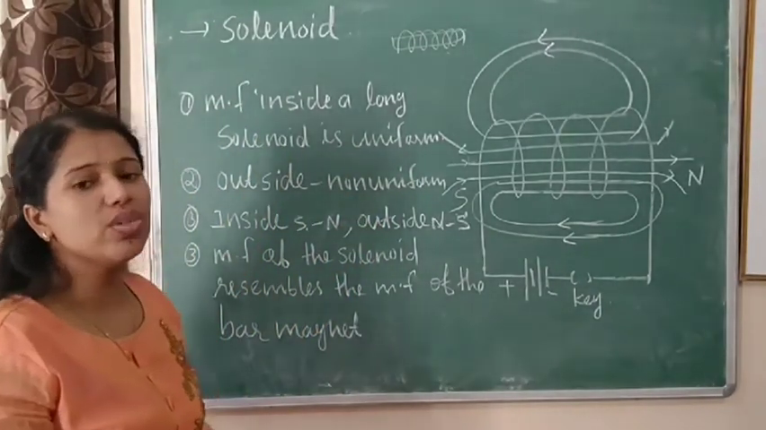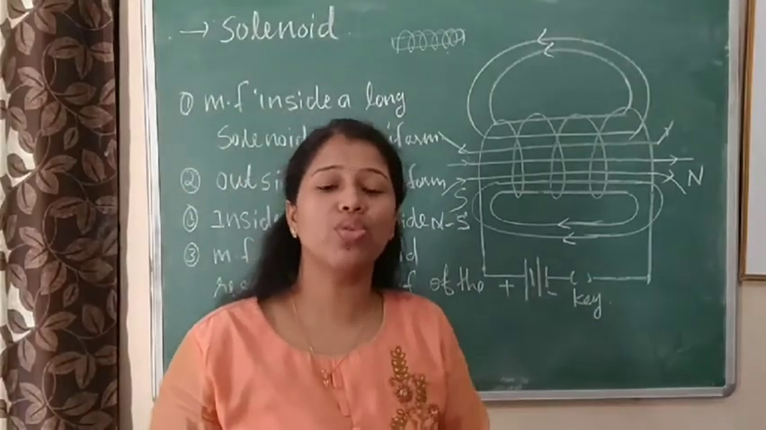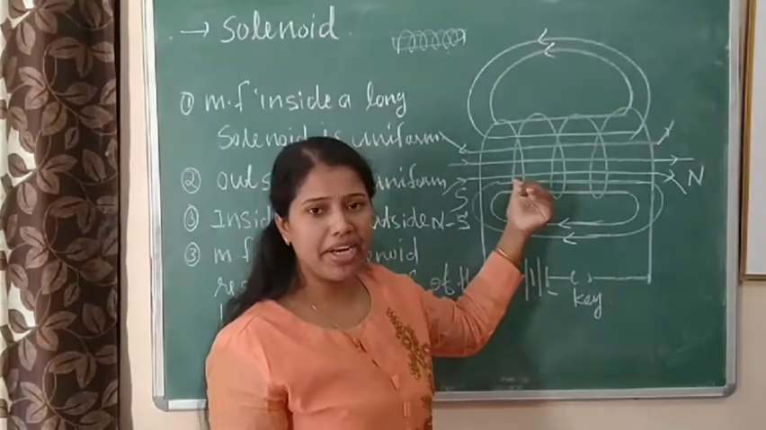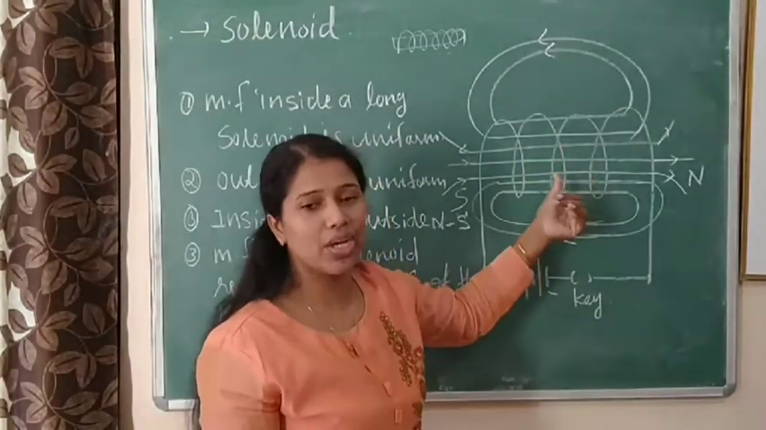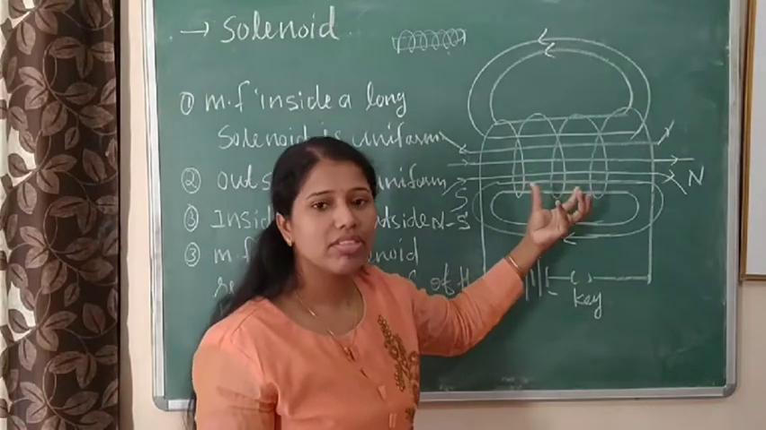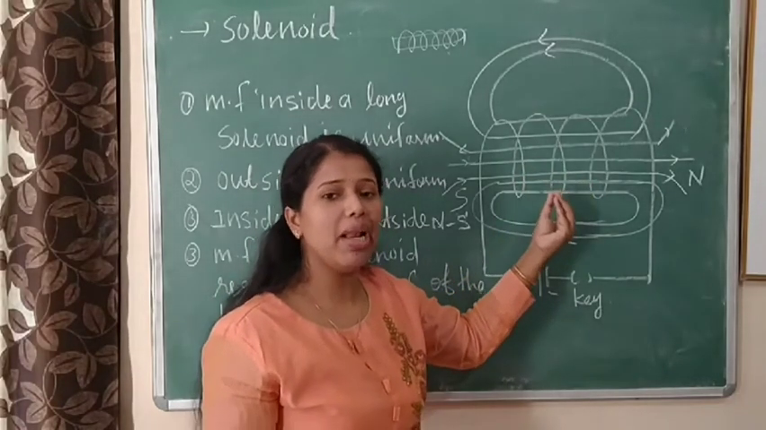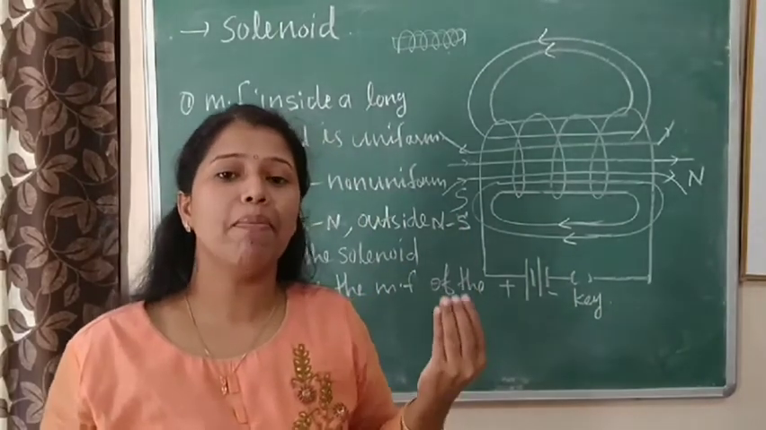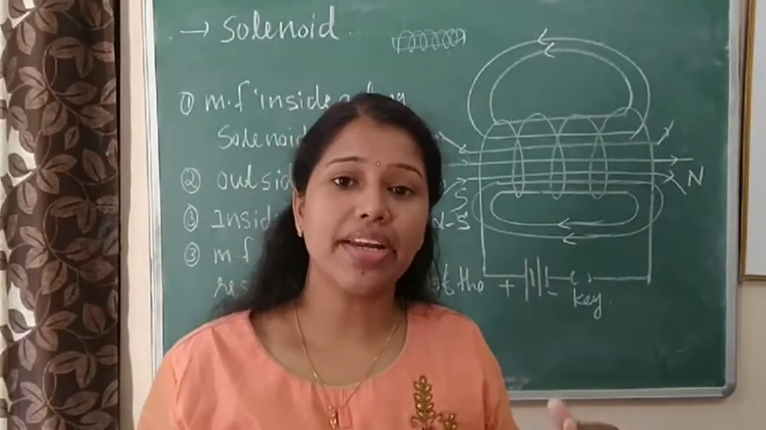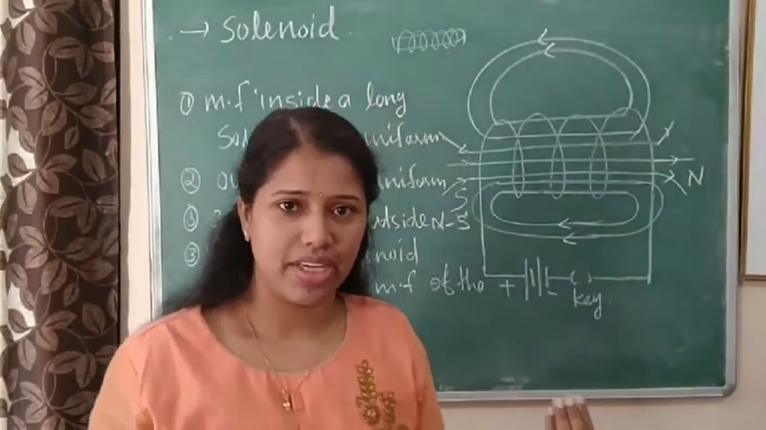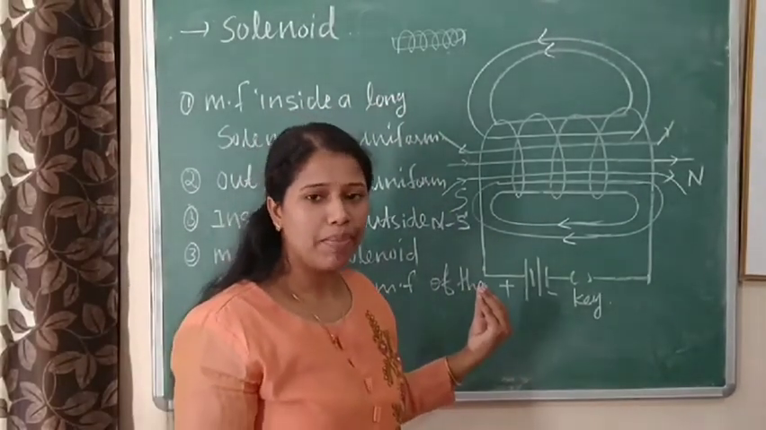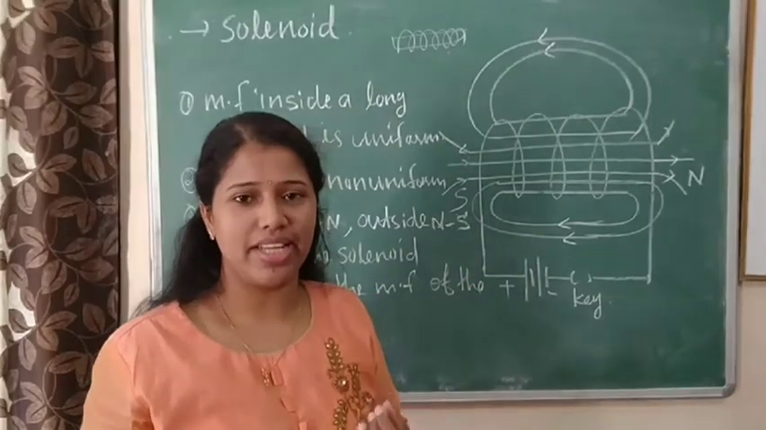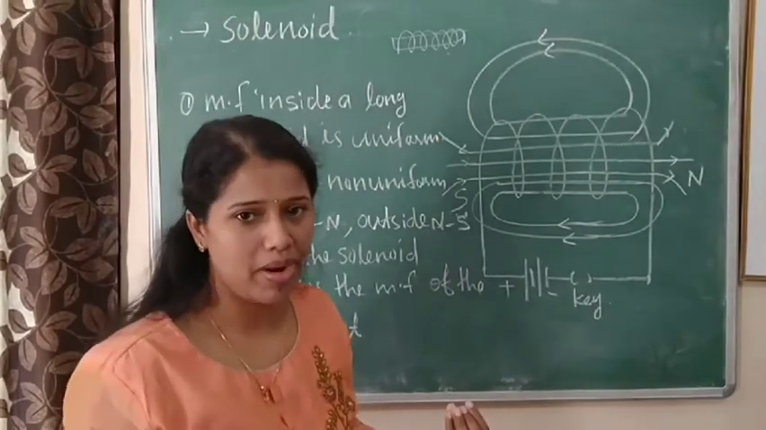Then, what are the uses of solenoid? If you use it with one material inside, what happens? Current is passing through this circuit. Inside this iron core, if you use it, that will magnetize the material. Whichever material we are using, that material will be magnetized. That type of magnet is known as an electromagnet.